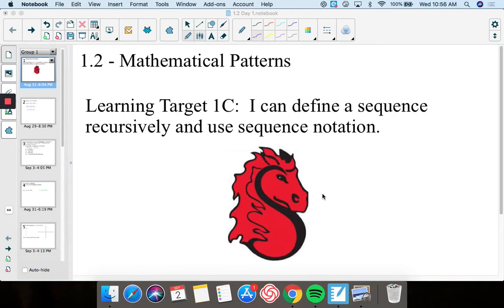Alright, this lesson is called Mathematical Patterns. The learning target states that you can define a sequence recursively and use sequence notation. So that's what we're going to be focusing on: the term recursively, which you have heard in Algebra 2, as well as sequence notation.